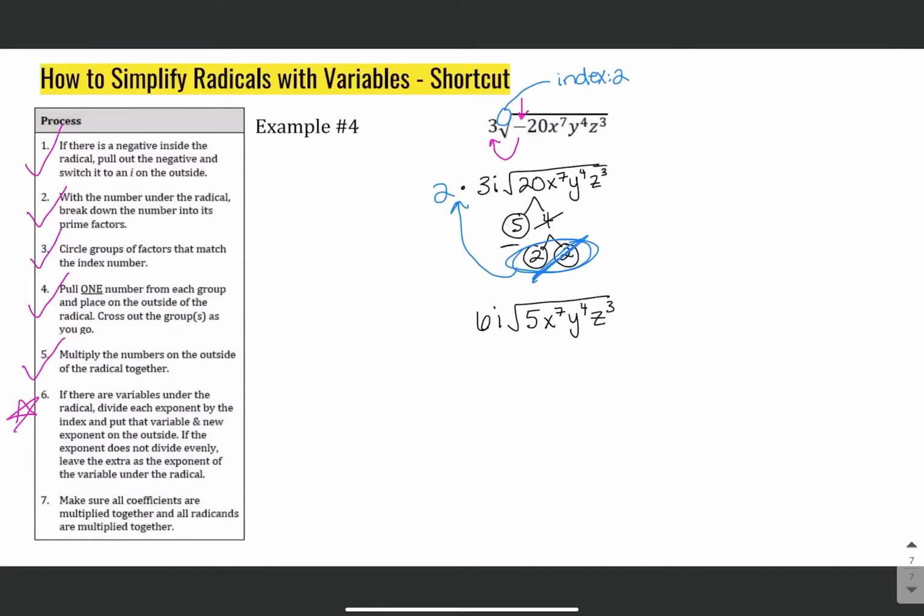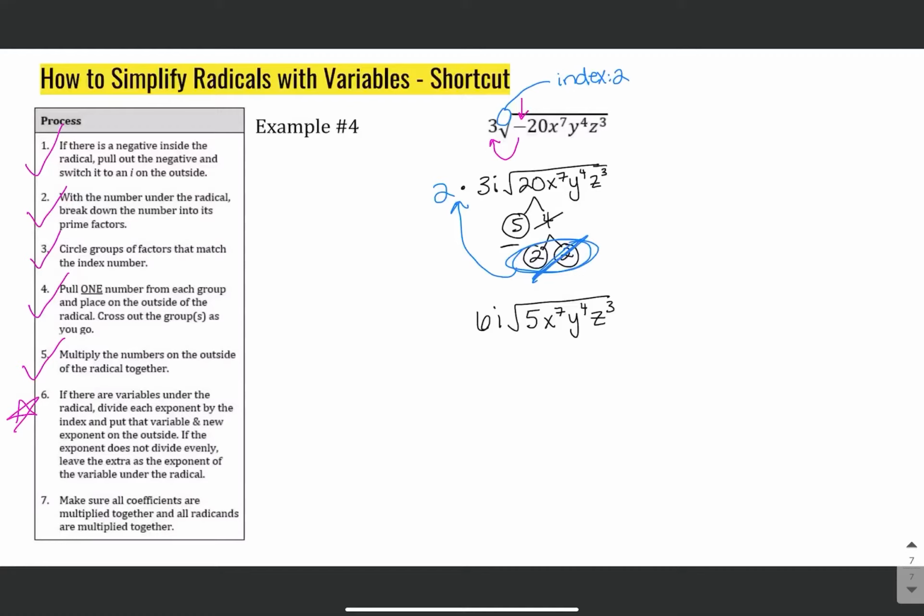And we are going to divide each exponent by the index. Once we divide, we're going to put that variable in the new exponent on the outside. If the exponent does not divide evenly, leave the extra as the exponent of the variable under the radical. Now, it is a little bit wordy of a step. It's probably helpful if you see this happen.